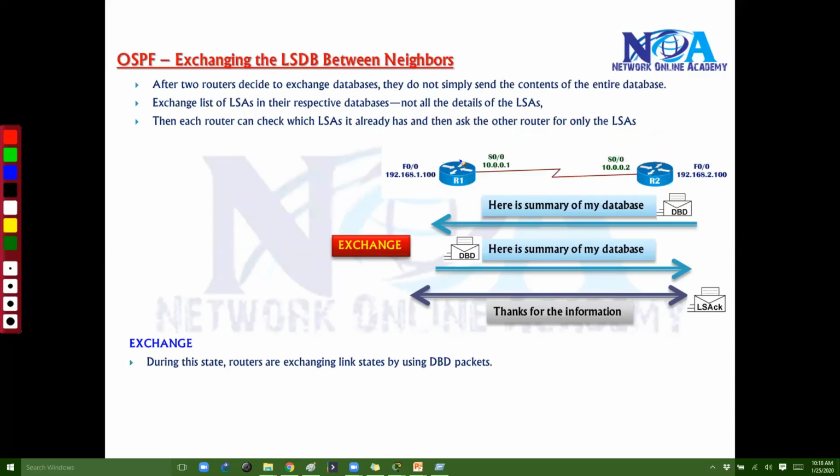So now they exchange those LSAs. They exchange only the summary information. If they have the same LSAs, then there's no problem. So basically this relates to the next step, which we call the loading stage and the full stage. In the initial process, they don't exchange the entire database. They just exchange the summary of the list of LSAs, like how many LSAs I have and how many you have, but not all the details, not complete.